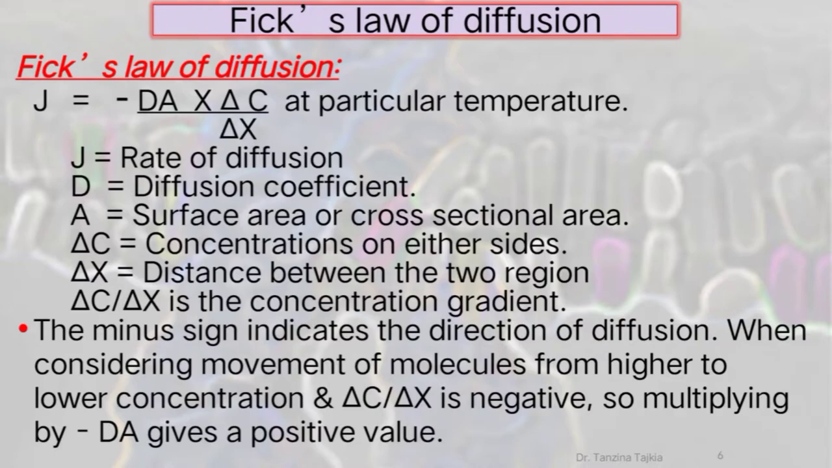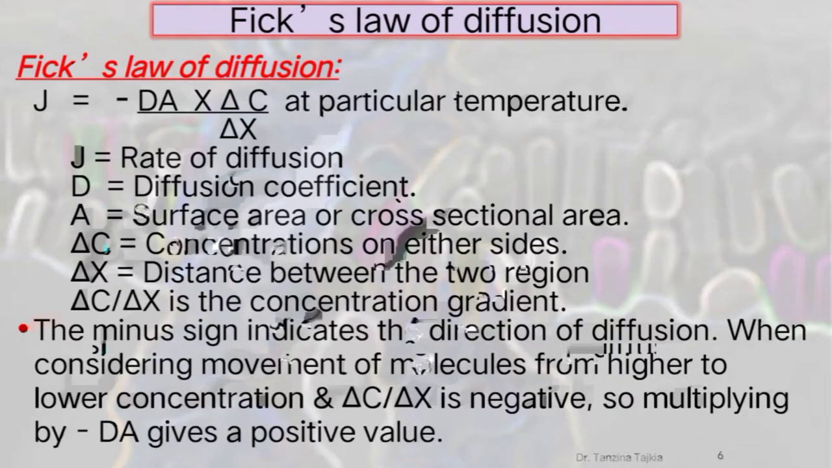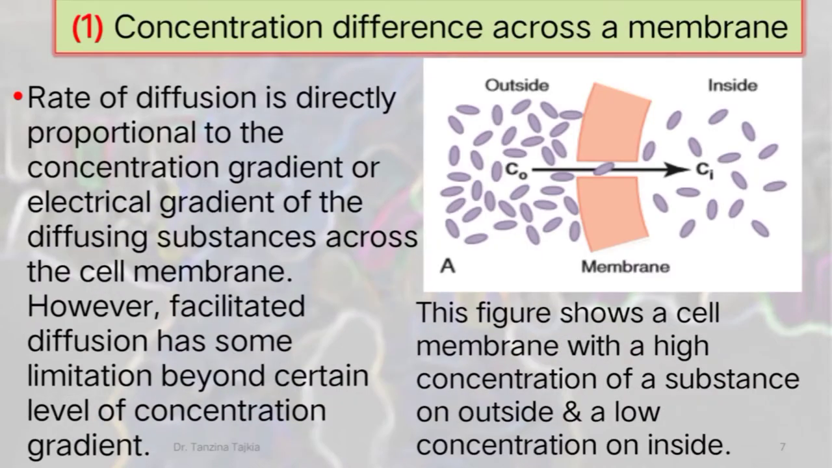What is Fick's law of diffusion? According to Fick's law of diffusion, the rate of diffusion at a particular temperature is equal to minus diffusion coefficient into surface area into concentration divided by distance between two regions. Here, a minus sign indicates the direction of diffusion, considering the movement of molecules from higher to lower concentration, and the division result between concentration and distance is negative. So, multiplying by minus gives a positive value.